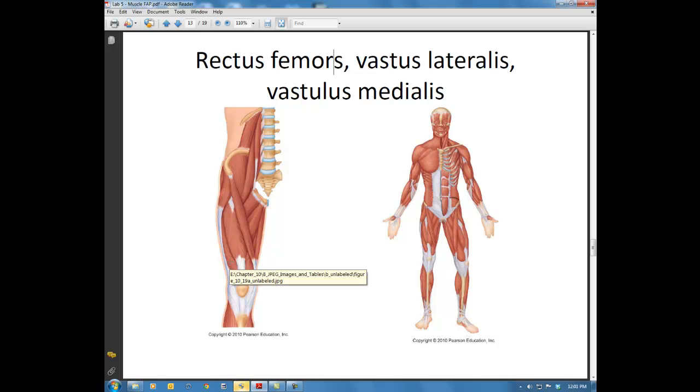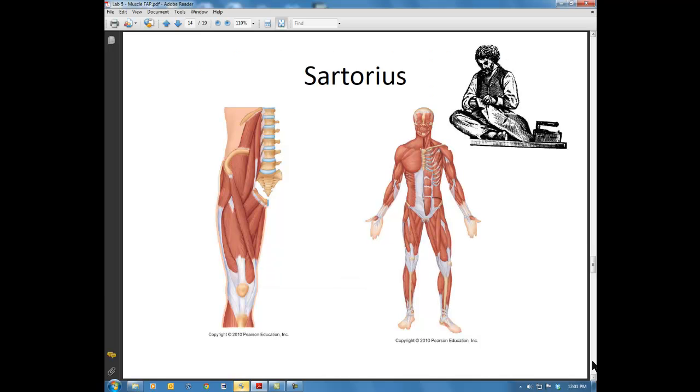The Sartorius is the longest muscle in the body. It attaches to the outside of the hip and extends down to the inside of the knee. So quite a long muscle, the longest muscle. It's also called the tailor's muscle because when we make the motion of crossing our leg in front of us or sitting Indian style, we're working that Sartorius muscle to bring our leg over.